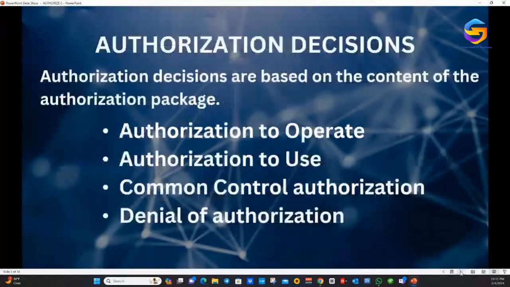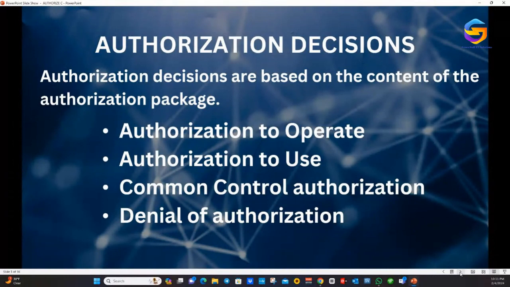He makes the final decision on that. Now, let's look at the authorization decisions that we need to take note of so far as the exams is concerned. So the authorization decisions here are: one, authorization to operate, authorization to use, common control authorization, and denial of authorization. Let me repeat it again. Authorization to operate, authorization to use, common control authorization, and denial of authorization.